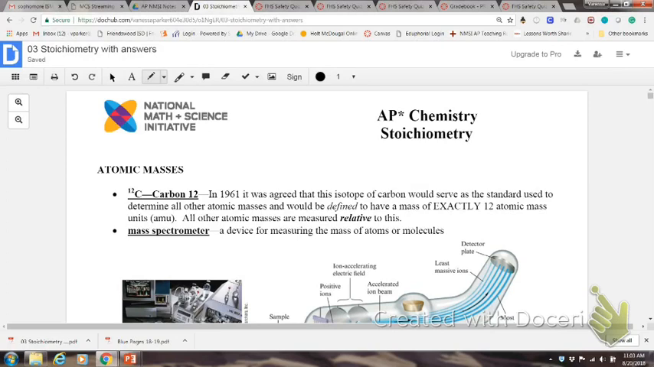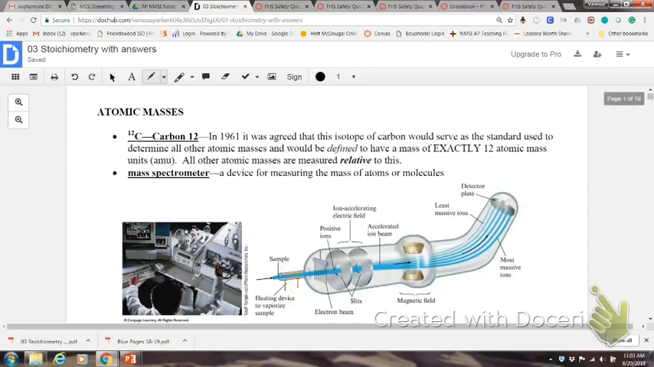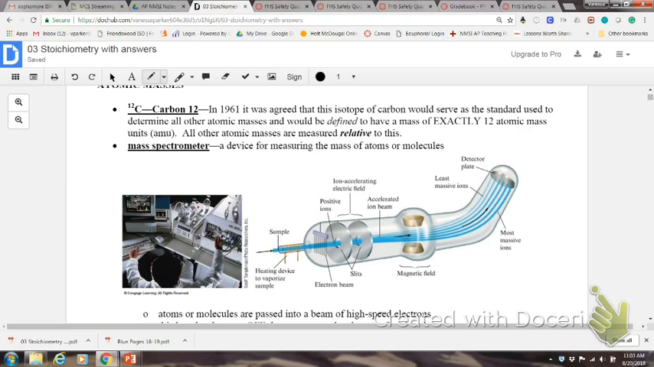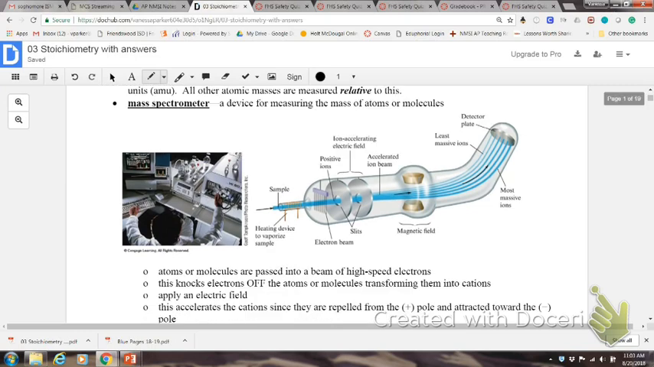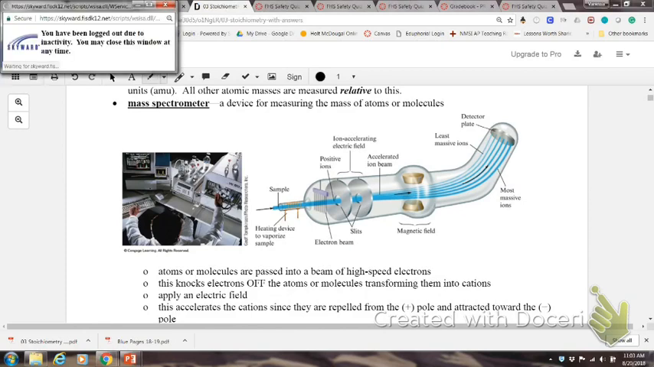The way that they can determine the molecular mass or atomic mass of something is something called a mass spectrometer. Basically, it's a device. The atoms are passed into a beam of high-speed electrons, which knocks the electrons off, and then we have cations, and they go through the electric field, and it can tell you the mass. We will talk about this in much further detail.